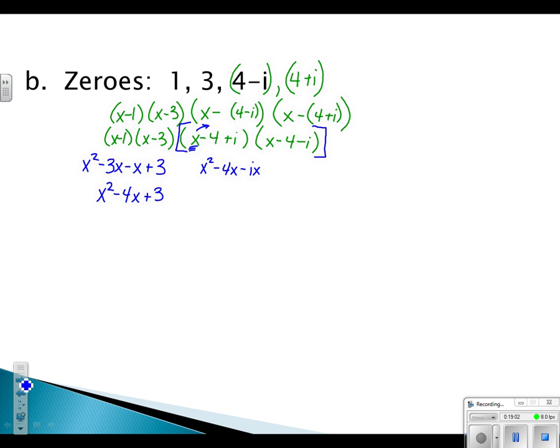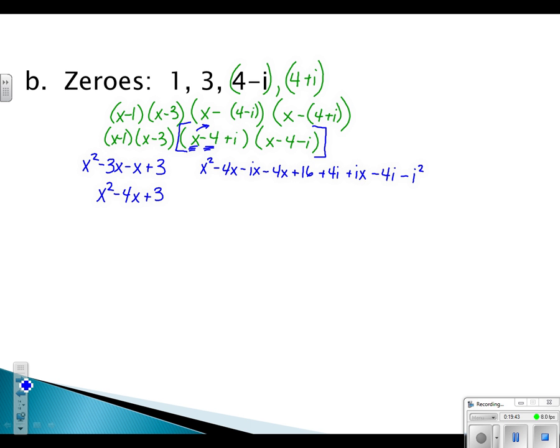I move on to the negative 4. So I've got a negative 4 times x, so I've got a negative 4x. I have a negative 4 times a negative 4, plus 16. I have a negative 4 times a negative i, which is a positive 4i. I'm done with this. I move on to using the i. i times x is a positive ix. i times negative 4, negative 4i. i times negative i is a negative i squared.